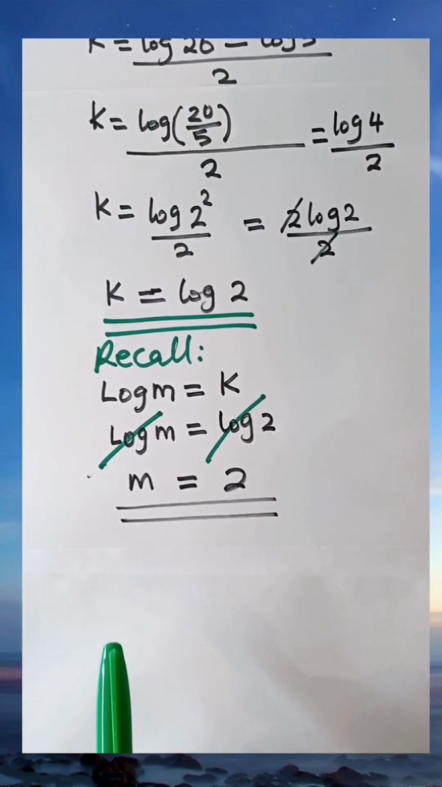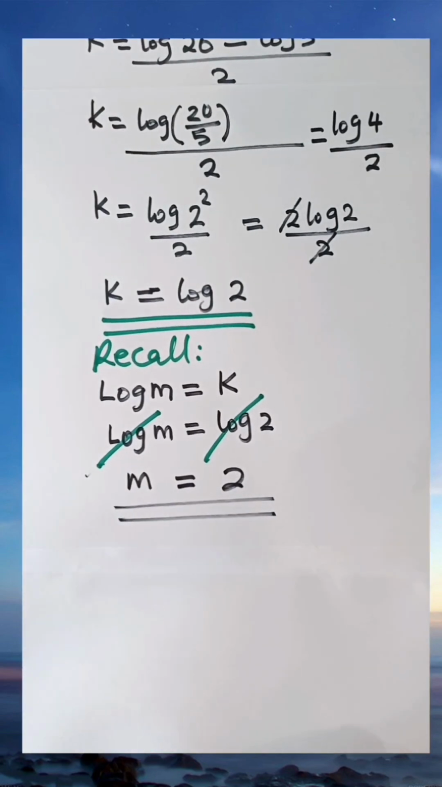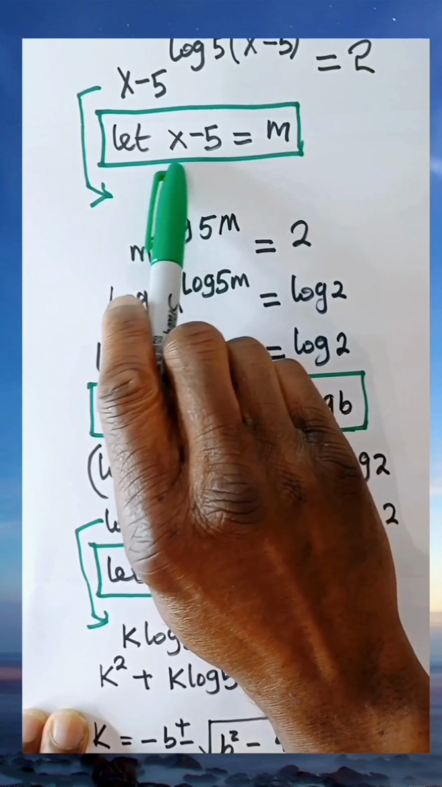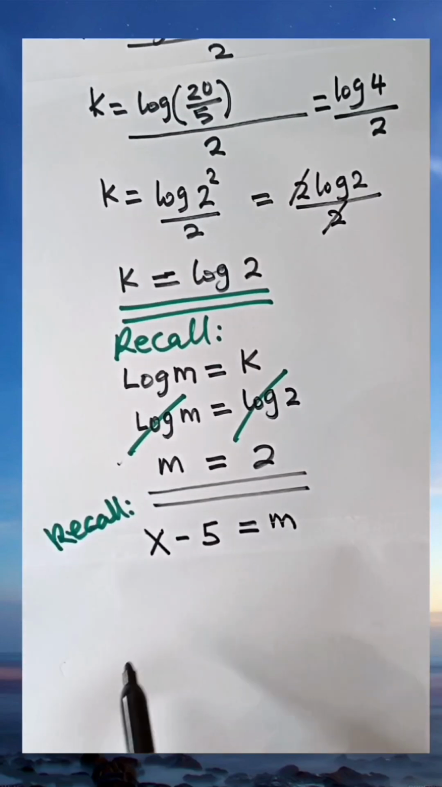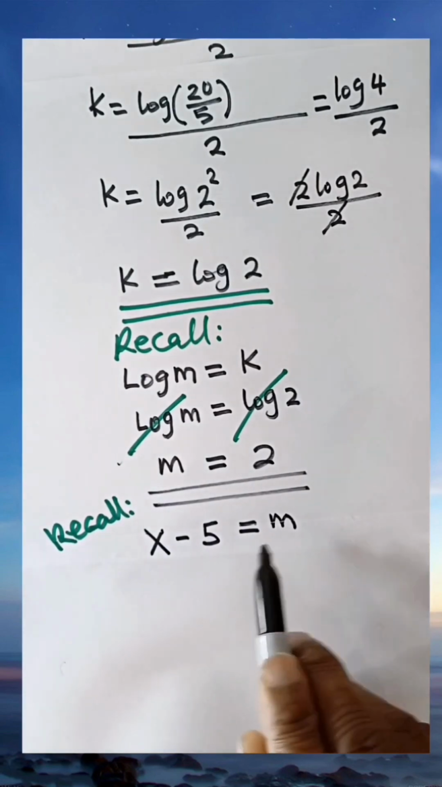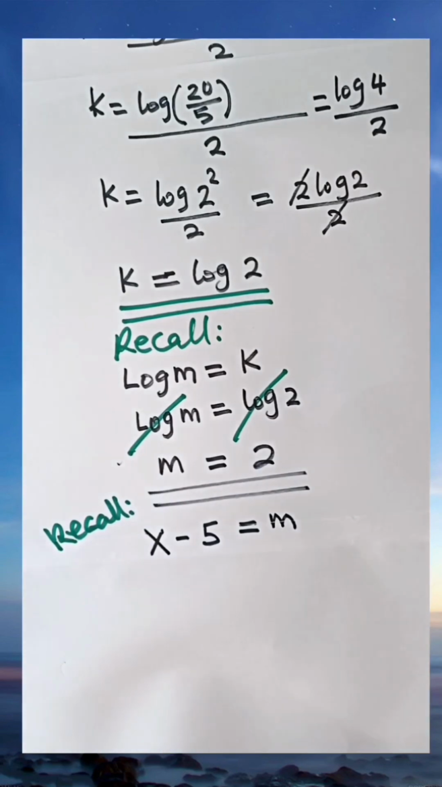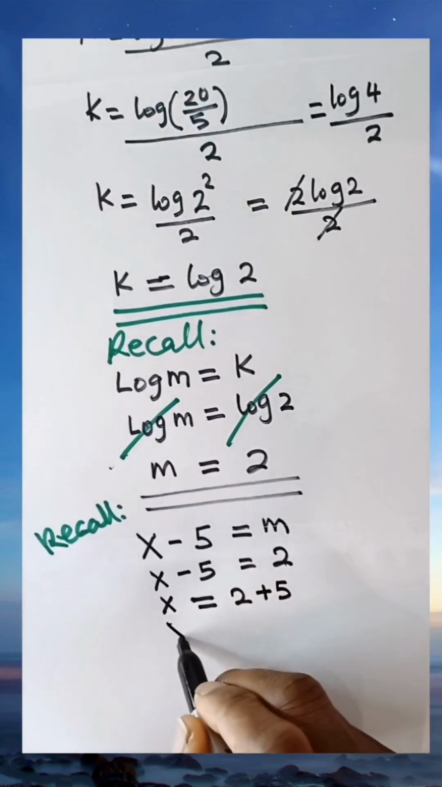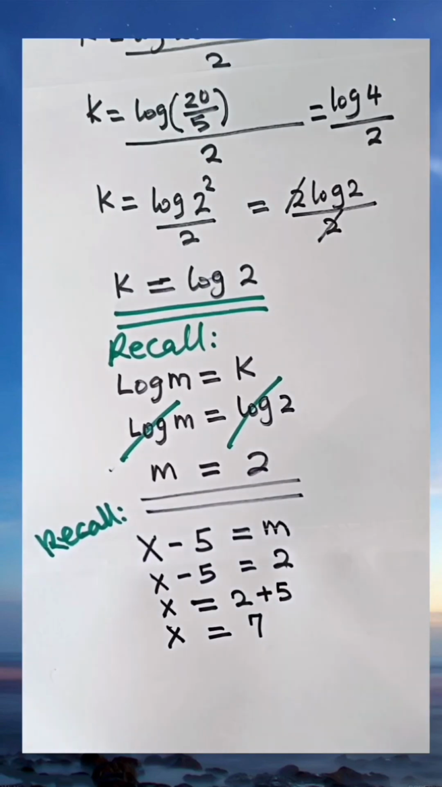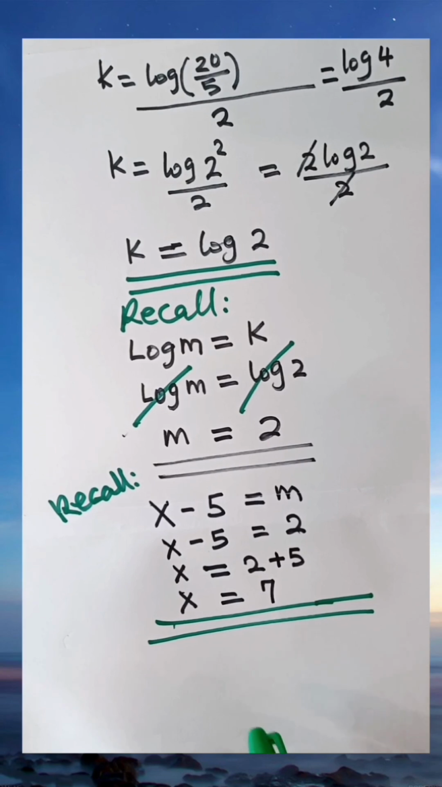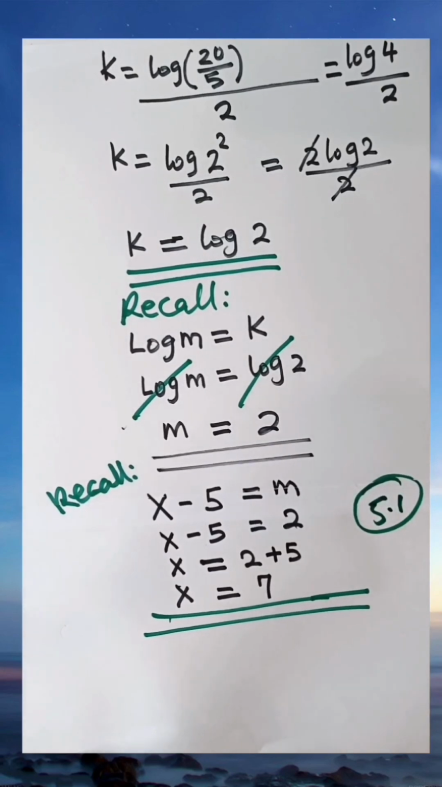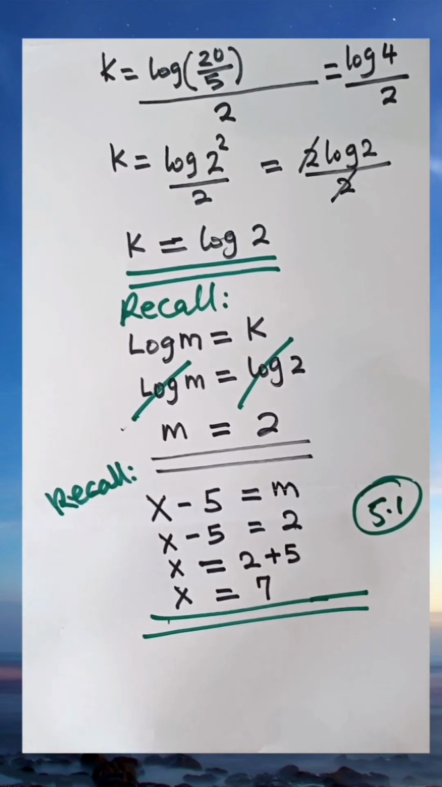Remember, we are required to find the value of x, not the value of m. So recall again, x minus 5 is equal to m. Now that we know the value of m, let us find the value of x. We have that x minus 5 is equal to m. We will replace m with 2 and solve for x. So x minus 5 is equal to 2. So x is equal to 7. x equal to 7 will satisfy the equation. We are going to stop here. If we proceed with case 2, that will produce the value of x as 5.1, and that is an extraneous solution. So we are not going to go ahead with it.